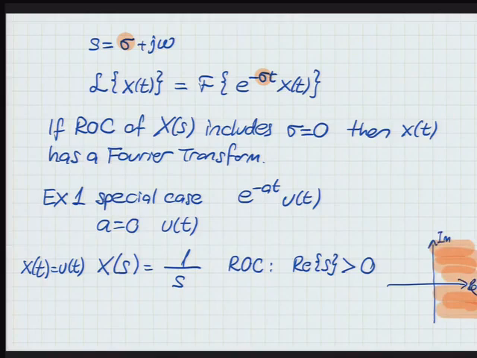Is the imaginary axis itself part of it? No, we said strictly positive, right? So therefore, I'm going to dash this line, okay? Because that's not in there. That's just a boundary, but it doesn't belong in there, right?